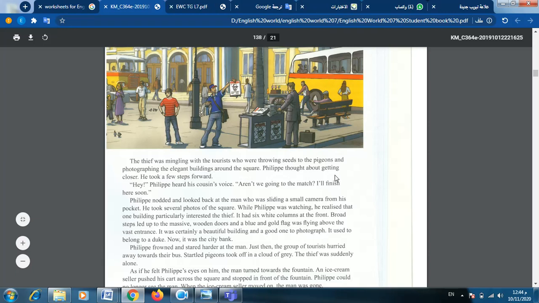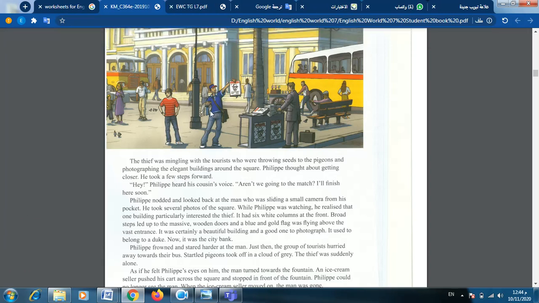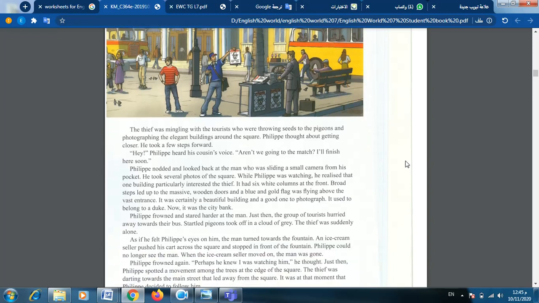Flippy thought about getting closer. He took a few steps forward. Flippy decided to get closer to the thief. Hey, Flippy heard his cousin's voice. Aren't we going to the match? I'll finish here soon. His cousin told Flippy, why don't we go to the match? I will finish my work soon and we will go to the match.